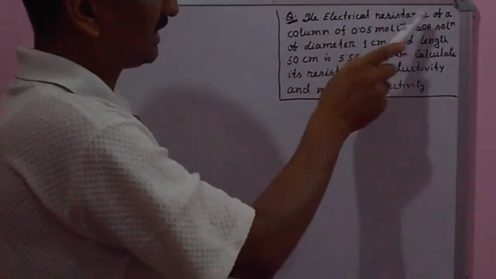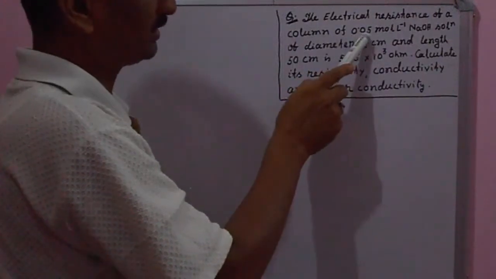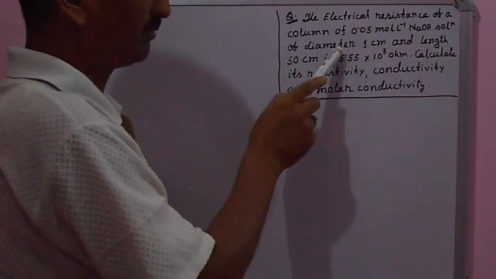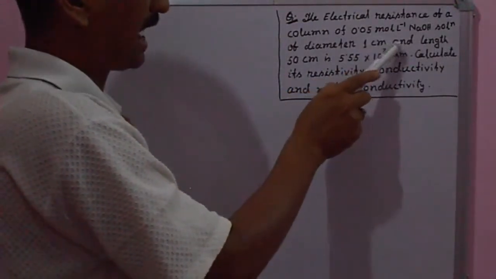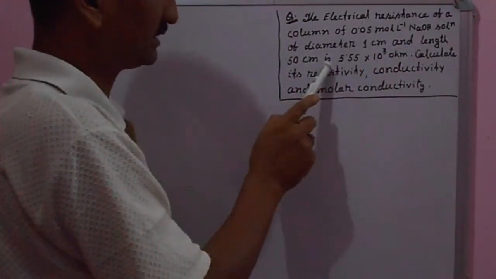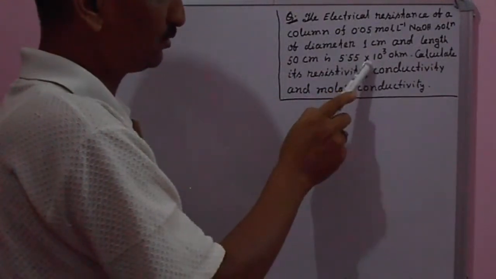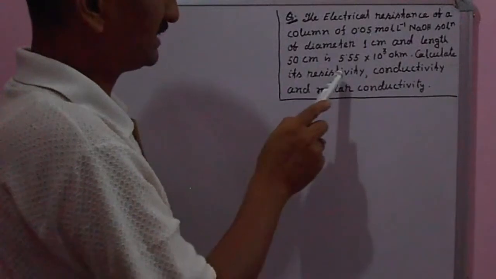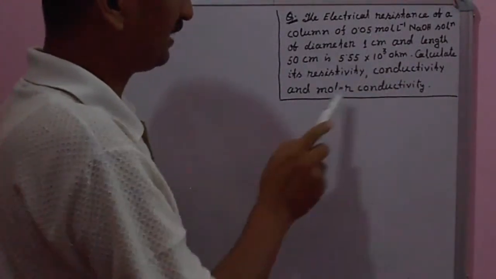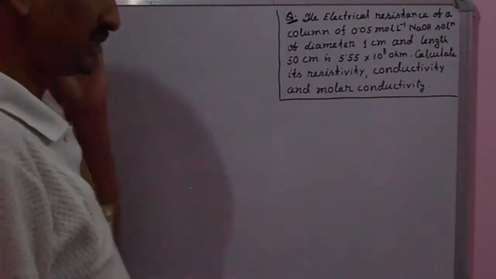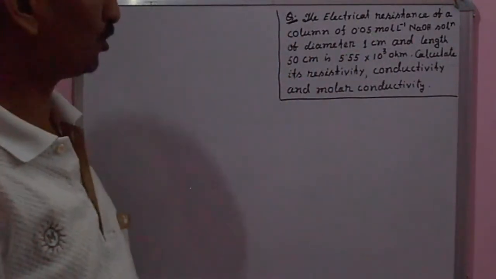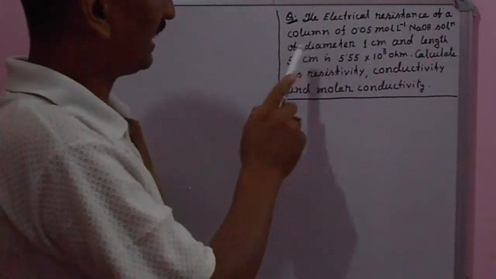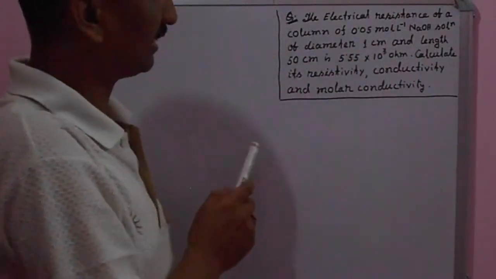The electrical resistance of a column of 0.05 mole per liter sodium hydroxide solution of diameter 1 centimeter and length 50 centimeter is 5.55 into 10 to the power 3 ohm. Calculate its resistivity, conductivity and molar conductivity. So here only one solution is given, and the diameter and length of the column of the solution is given.